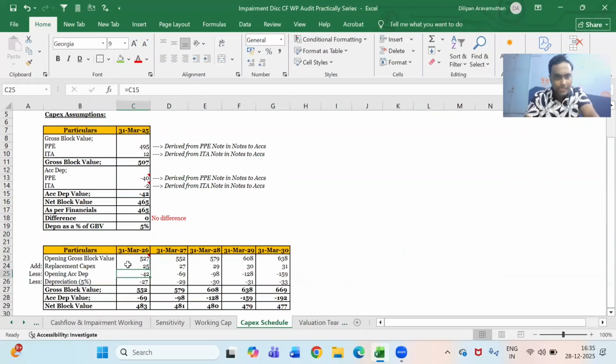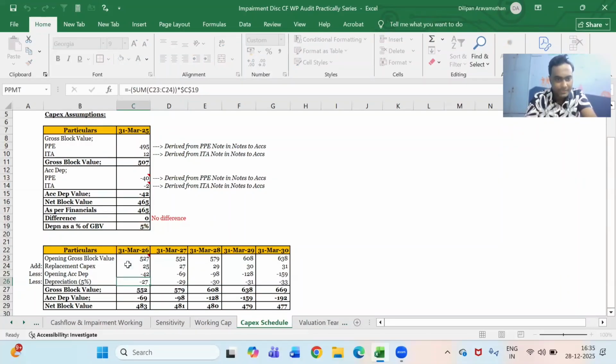Next, when I come to my opening accumulated depreciation, I see that my opening accumulated depreciation is minus 42, which traces to the previous year. So my closing accumulated depreciation would be my opening accumulated depreciation with the depreciation of the current year added to it. The depreciation of my current year is basically 5% of my gross block value and the replacement capex. So I have to apply the depreciation on the replacement capex also, because that has been added in the current year, and depreciation is also required to be computed on that.